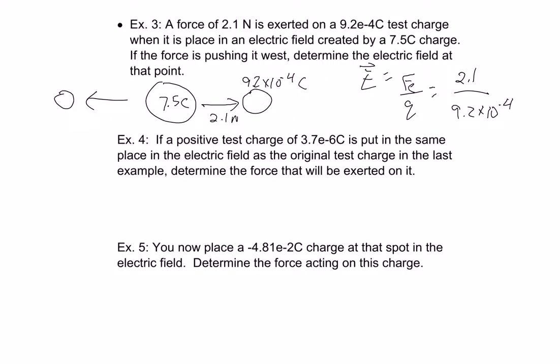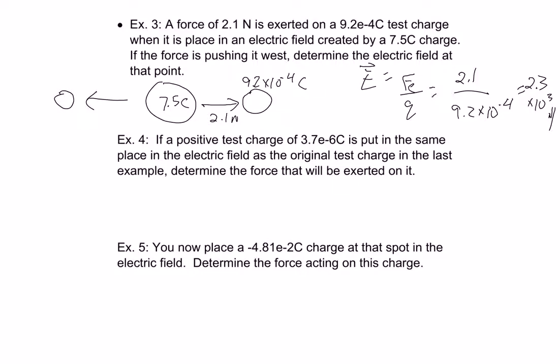And I don't have my calculator on me today, but you could figure that out easy enough just by dividing those two numbers. And so therefore, your answer would be directed outwards. So I just quickly checked it. It's 2.3 times 10 to the 3 would be the field strength, so newtons per coulomb.